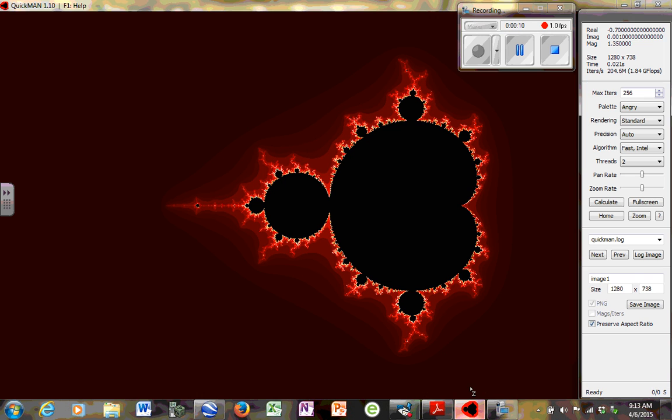Hey, have you guys ever seen this before? This is an awesome program called QuickMan. You can download it for free off the internet. This thing here is called the Mandelbrot Set, and it's a fractal pattern. It has to do with complex numbers in the polar plane.